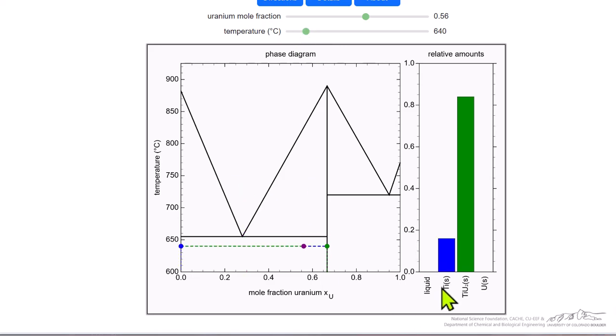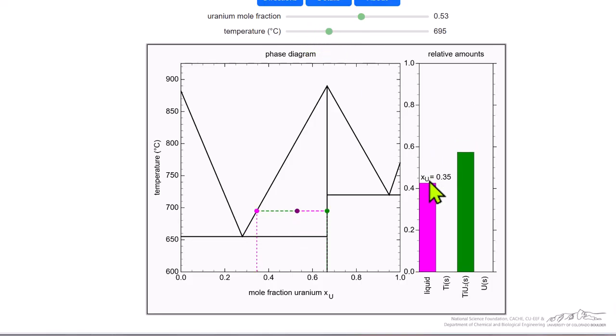Again, we have two solids. Now it's the pure titanium phase in equilibrium with the titanium-uranium compound. So moving around, the simulation calculates how much of each phase. When it's liquid phase, such as when I raise the temperature, so we have some liquid phase, it will give the composition of the liquid phase.